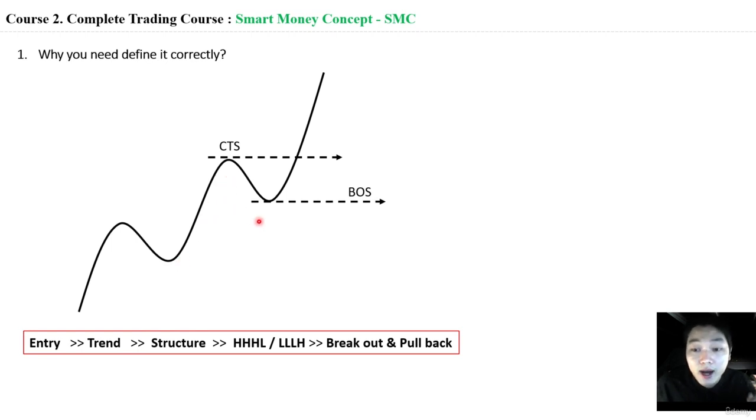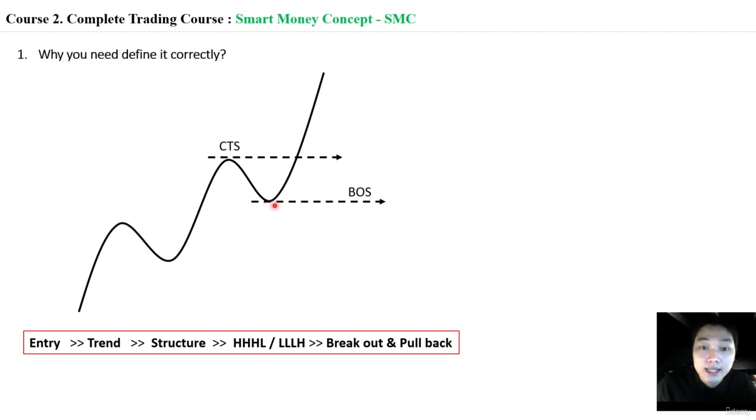And to define the structure correctly, defining the pullback and breakout is the best method for us. For example, in this case, to define the BOS exactly, you need to define the pullback and breakout. If price already breaks out of the CTS correctly, it means that the BOS is okay. And the second thing, to confirm that the BOS is okay, you also need to define whether this pullback is exactly the pullback of the market or just a range of the market.